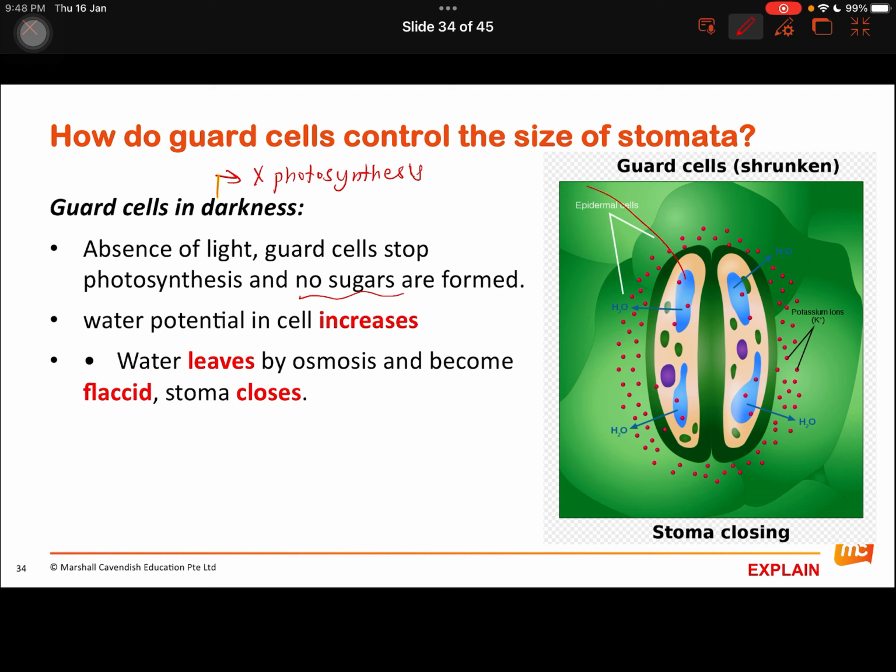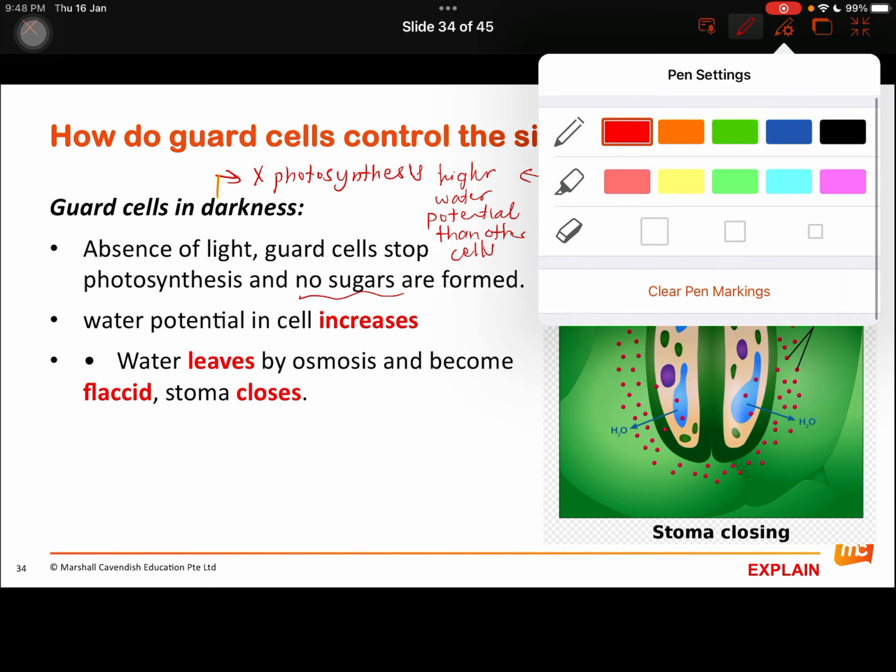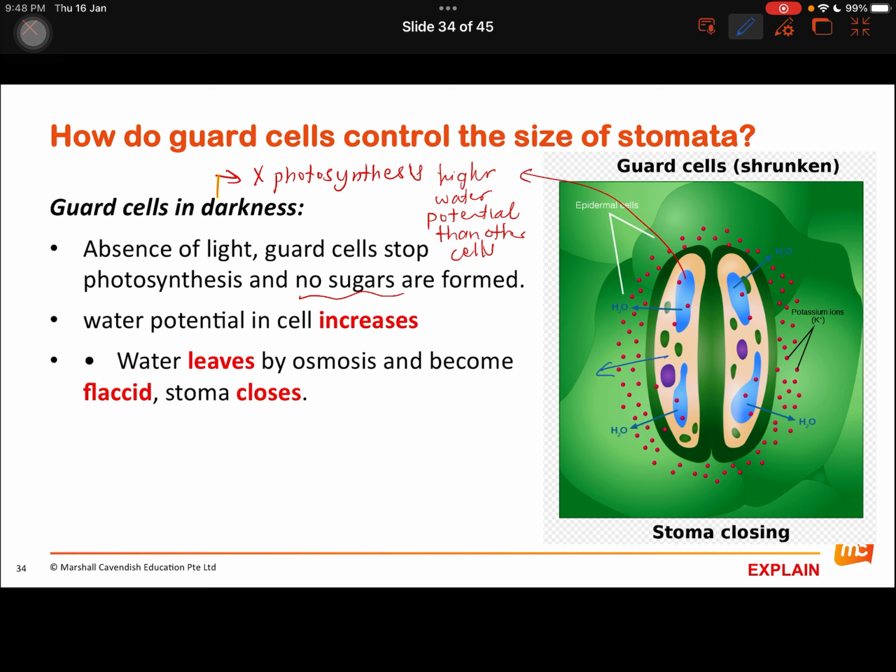So what is the majority that can be found inside the guard cell? That would be water. So the water potential in the guard cell is higher than the neighboring cells. As a result, water will then leave the guard cell into the surrounding. Via osmosis, it loses its shape and becomes flaccid, and then it causes the size of the stoma to become smaller.